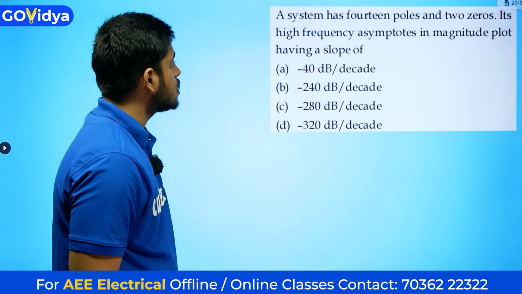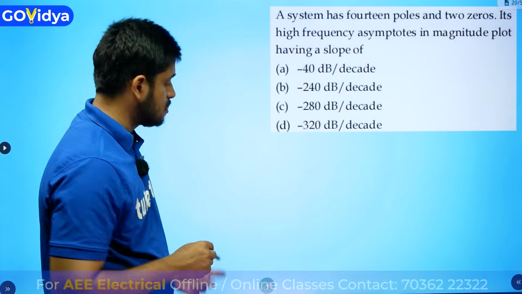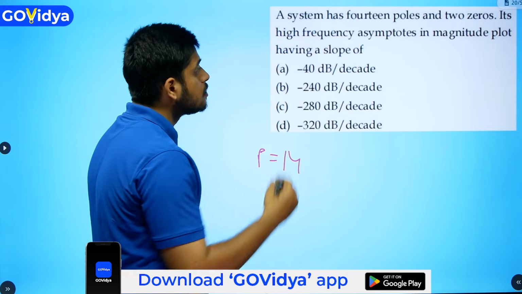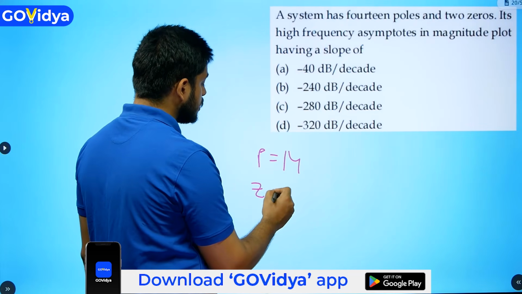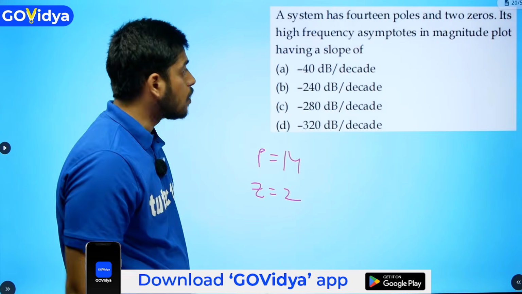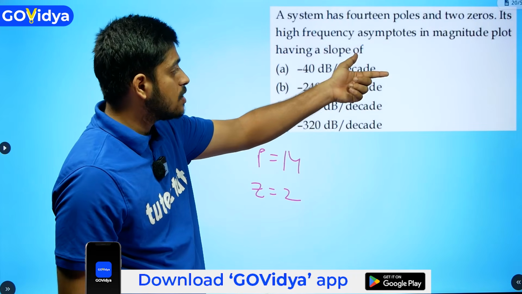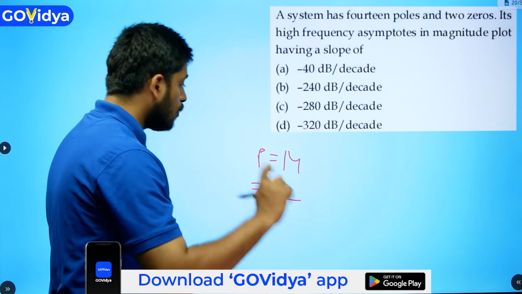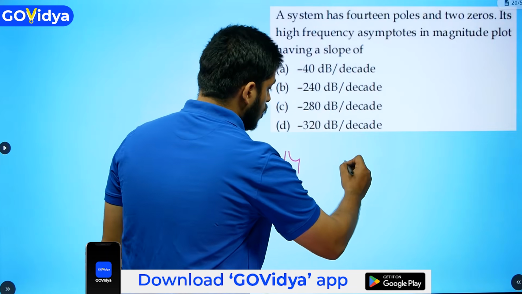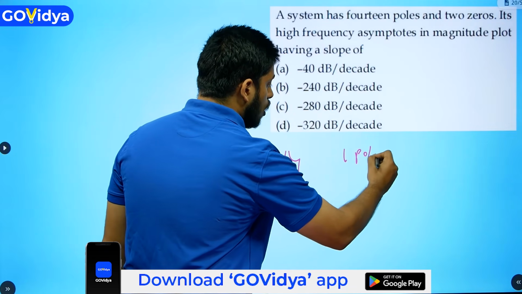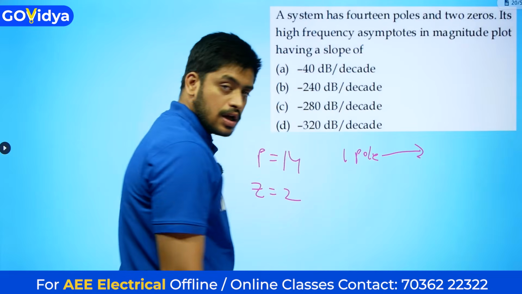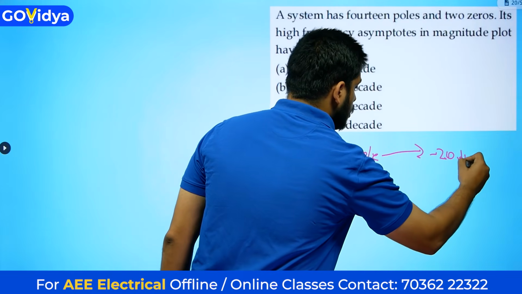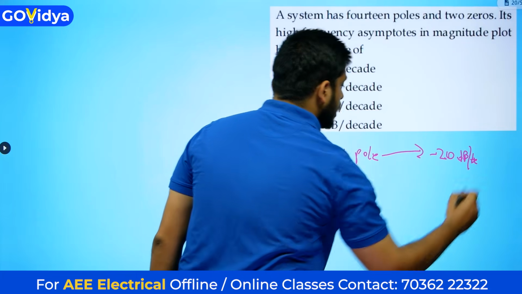So the next question: a system has 14 poles. Okay. The number of poles 14, 2 zeros, number of zeros 2. Okay. The high frequency asymptote in a magnitude plot has what slope? What is my slope? We have already discussed. One pole, okay, one pole minus 20 dB per decade.